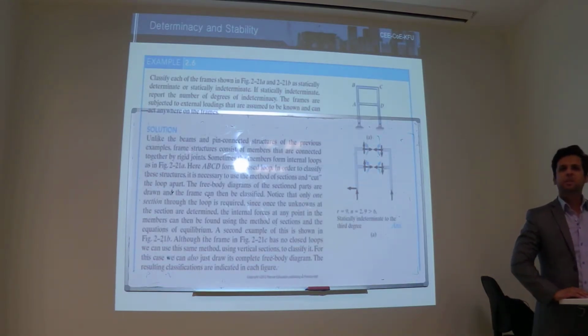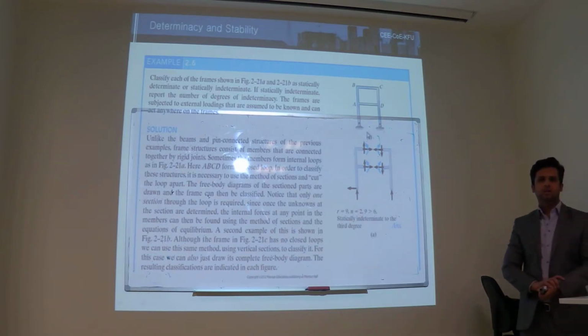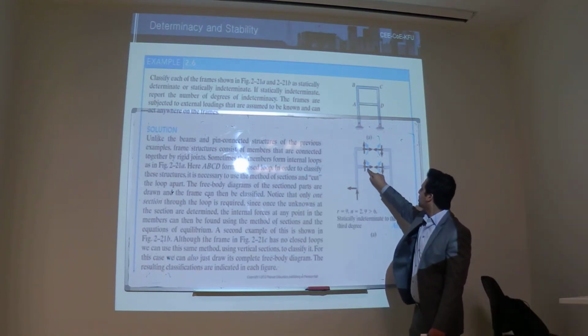Now let's talk about the concrete frame. This concrete frame is not that simple. So what is the way? We pass one section through the frame. What is this support? It's a roller. And what is this support? Hinge. So 3, and then 3 more from each member. Now these two reactions are equal but in opposite directions.